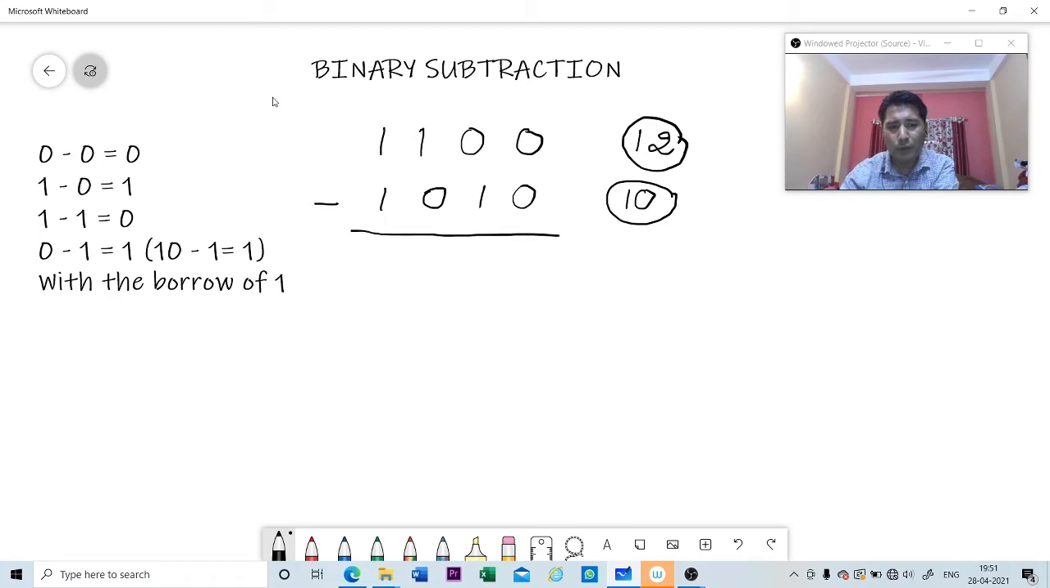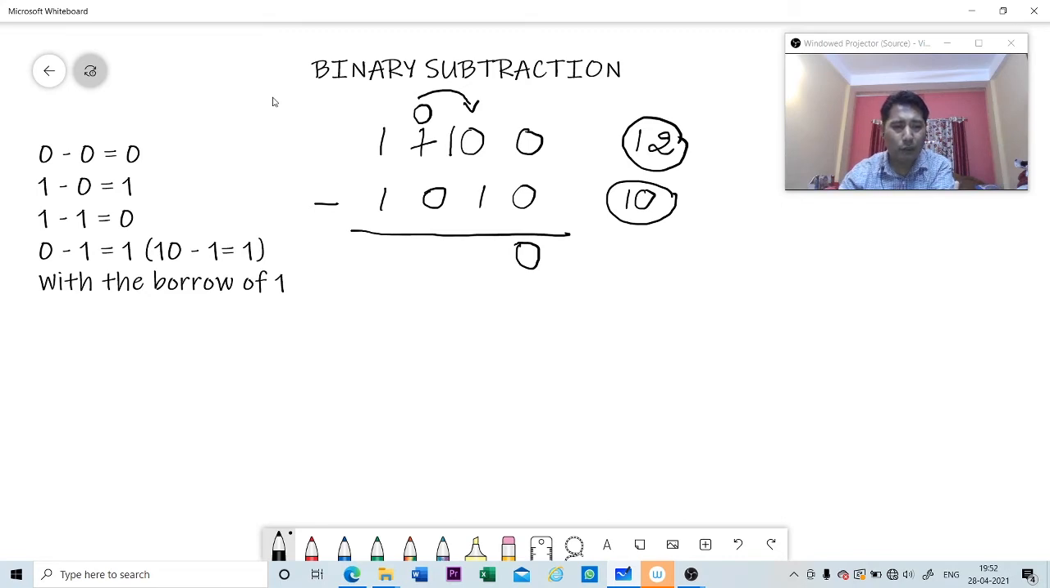Now let me subtract it. According to the rule, 0 minus 0 is equal to 0. Now 0 minus 1, you cannot subtract 1 from 0. So what you need to do is borrow 1 from the next highest number. The next highest number is this one, so I will borrow 1 from this number. Now when I borrow 1, it becomes 10. So this 1 will become 0, similar to what we do in decimal subtraction. Now we know that if we subtract 1 from 10, it is 1.